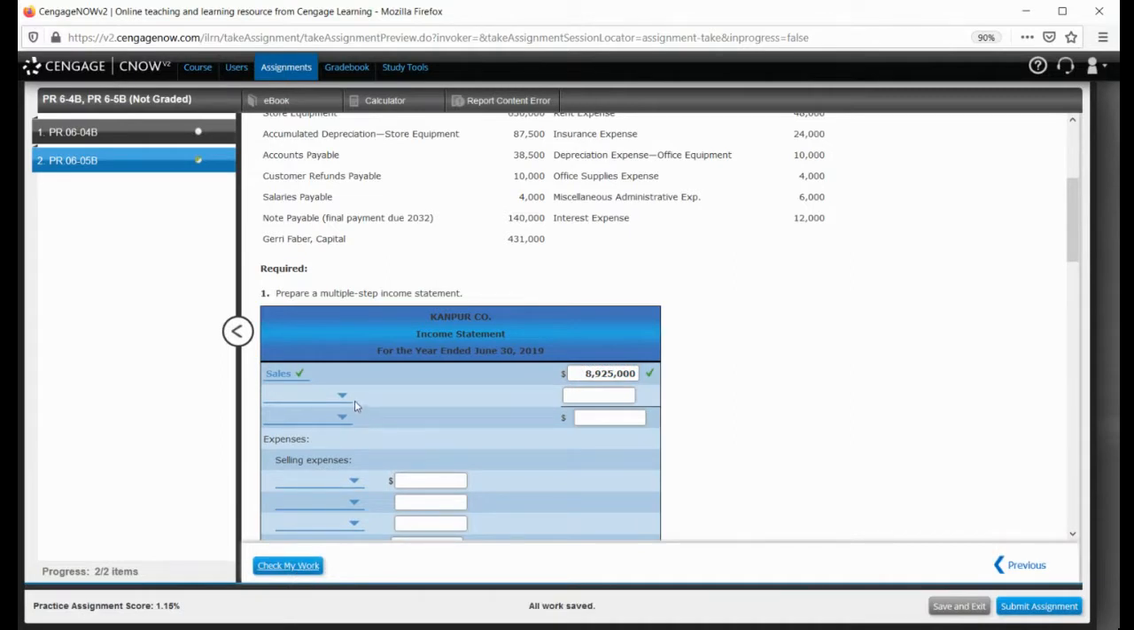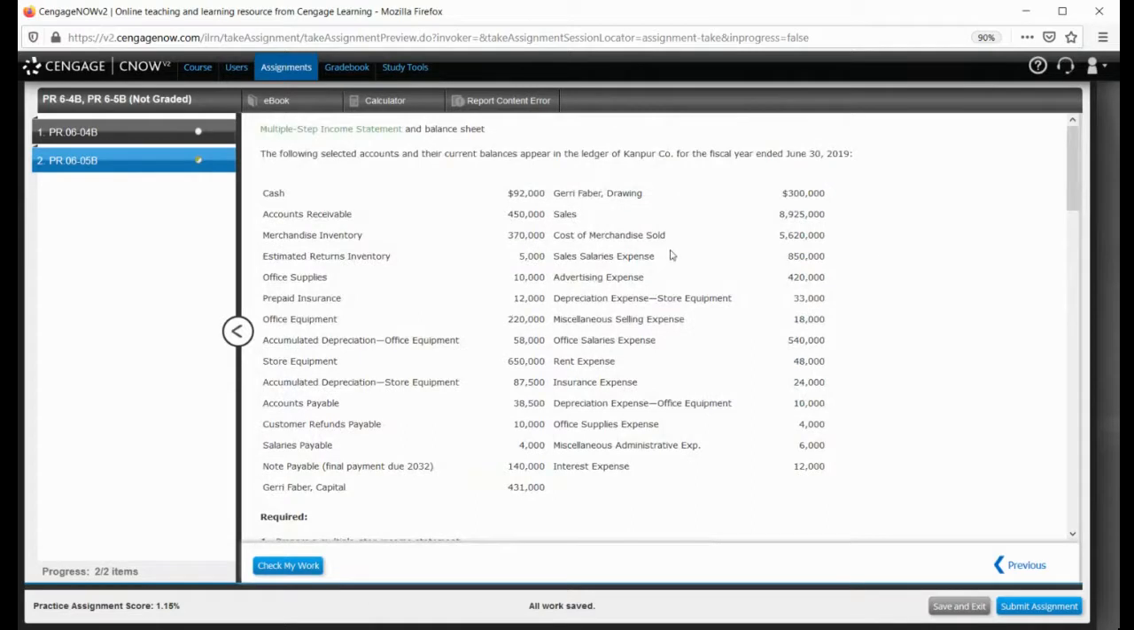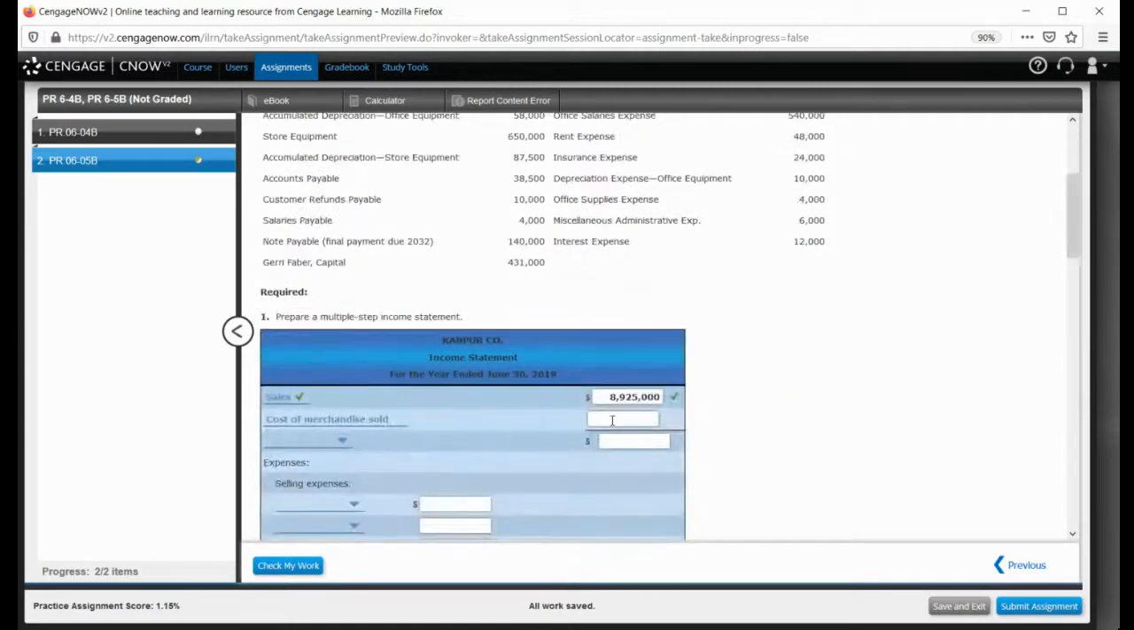The next account that we're going to list is our major expense. The major type of expense for a retail business will always be the cost of the merchandise that was sold. So from the drop-down list, I'm going to choose cost of merchandise sold, and I'm going to scroll up to the top. Our cost of merchandise sold is an expense account. The amount that they gave you is $5,620,000. So you're simply going to plug that in.